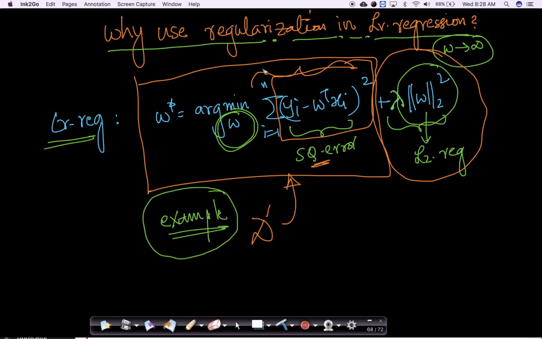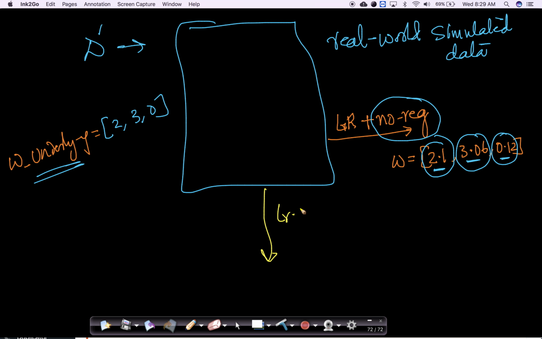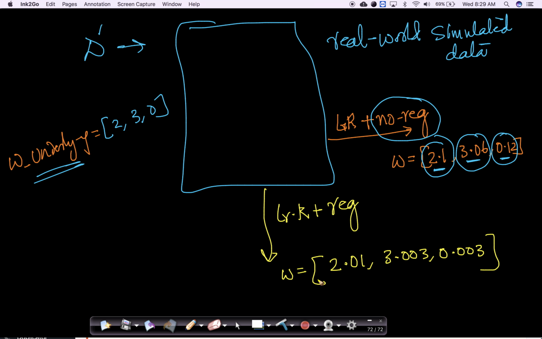Now let's take case 2. Let's assume I have linear regression plus some regularization. When we apply regularization here, we would mostly get values like this. We will not again get a perfect 2, 3, 0, but we would get values which are closer to the original values than without regularization. Now your question is why?